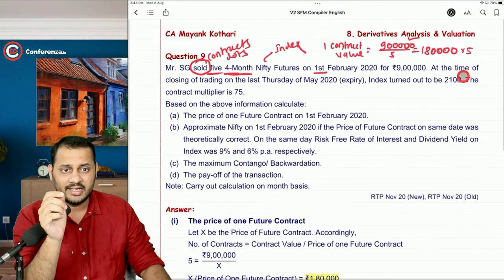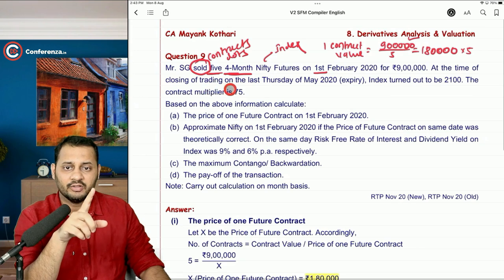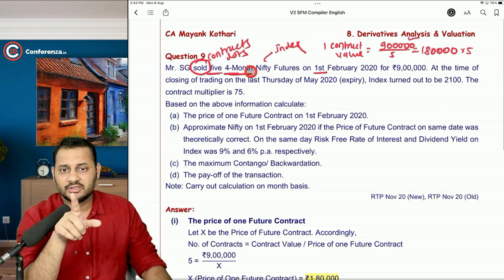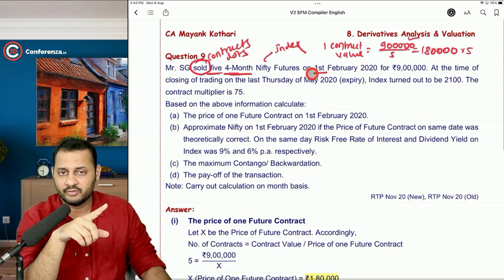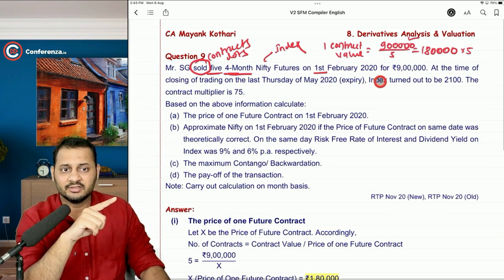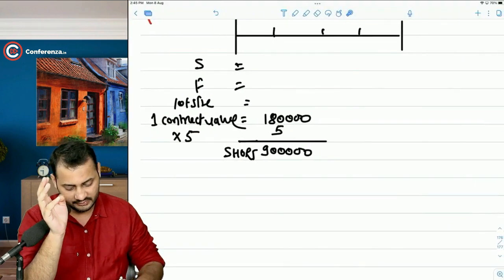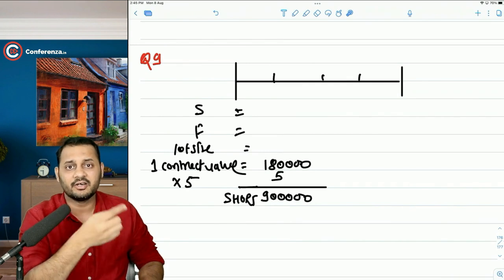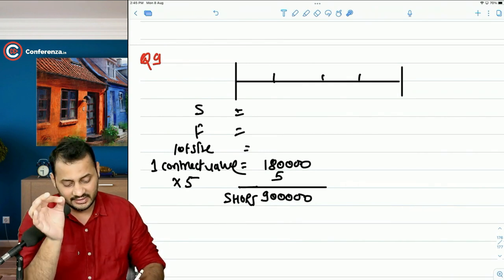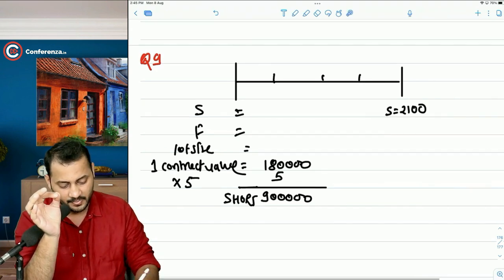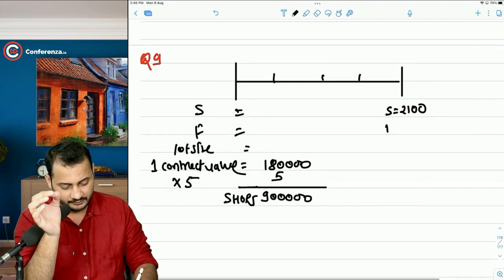Now, at the time of closing of trading on the last Thursday of May 2020, last Thursday. So this was a 4 months contract entered on February. So February, March, April, May. So this is the expiry. Index turns out to be 2100. See, they are not saying that the future of Nifty is turning out to be 2100. They are saying index is turning out at 2100. That means they are talking about this price, not the futures price.